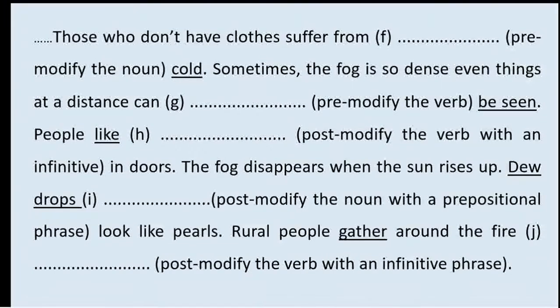Rural people gather around the fire, and here the instruction is post modify the verb with an infinitive phrase. Rural people gather around the fire. We know in winter rural people gather around the fire to warm themselves. So we can use the infinitive phrase here, to warm themselves. Rural people gather around the fire to warm themselves.